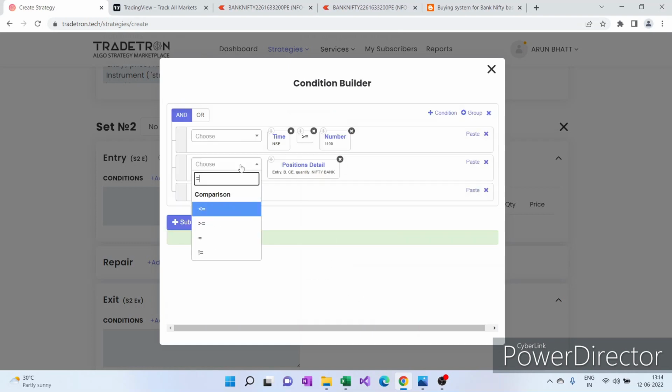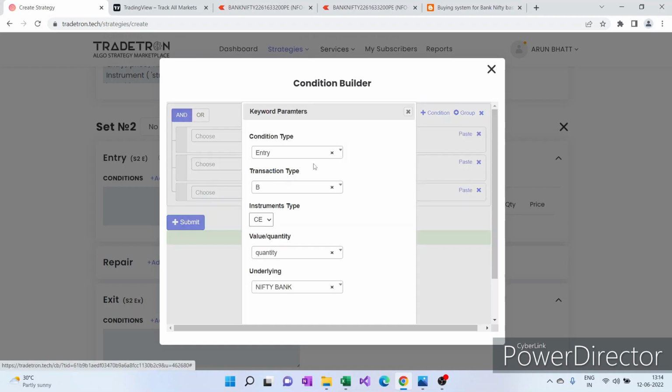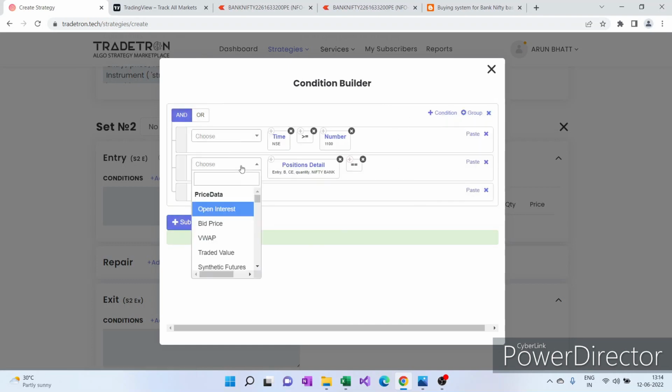So this should be equal to 25, because 25 we have bought in the first set.